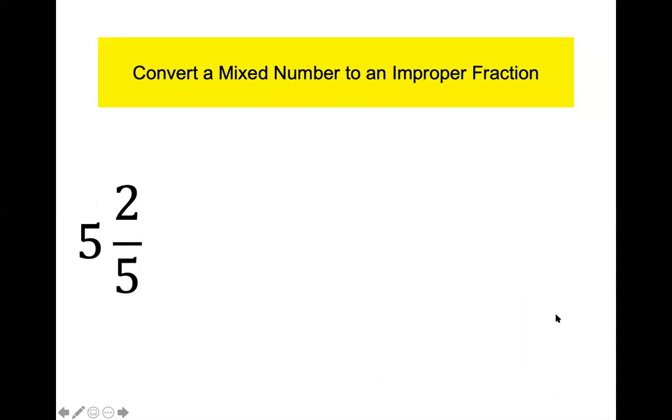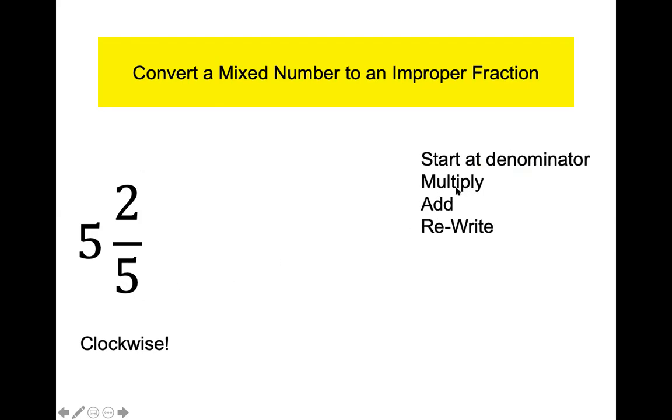Here's my technique. I call it the circle technique. To convert a mixed number to an improper fraction, we make a big circle, and I always go clockwise. You will start at the 6 o'clock position, that's straight down, with this 5 right here. We start with the denominator and multiply the denominator by the whole number. So we do 5 times 5, 25. Then we add, that's the third step, the numerator. 25 plus 2 is 27. That becomes our new numerator.